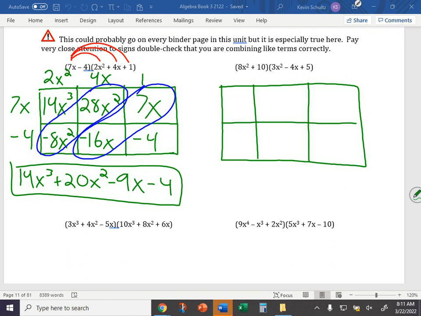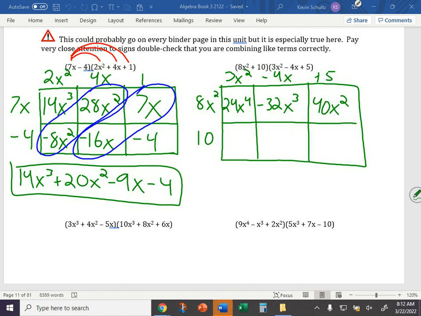So we have 3x squared minus 4x plus 5 going across the top. And we have 8x squared and 10 going down the side. And now we just fill it in, right? 3x squared times 8x squared, 24x to the 4th. 8x squared times -4x is a -32x cubed. 8x squared times 5 is 40x squared.